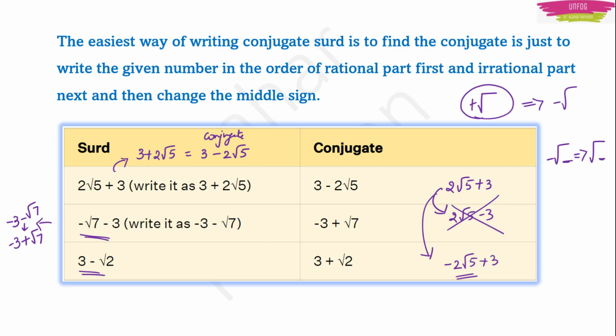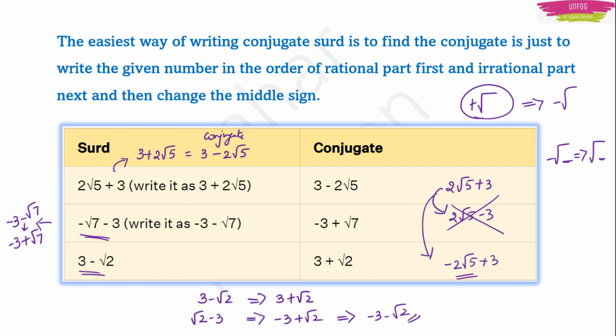If your root number is in the second term, like 3 minus root 2, its conjugate will be 3 plus root 2, as it is. But if I have root 2 minus 3, I will first rewrite it as minus 3 plus root 2. Then its conjugate will be minus 3 minus root 2. This I wanted to teach you.